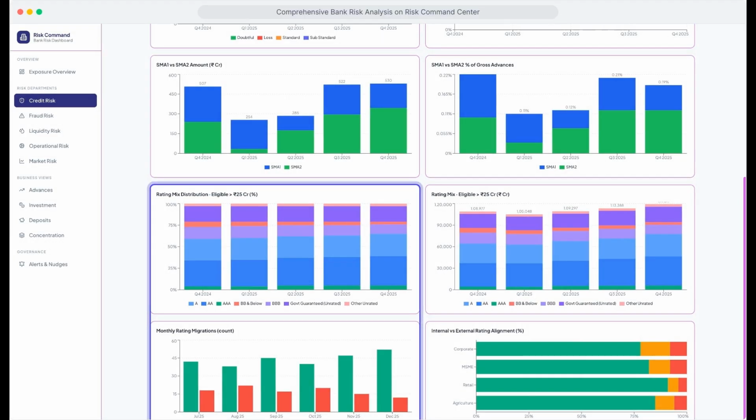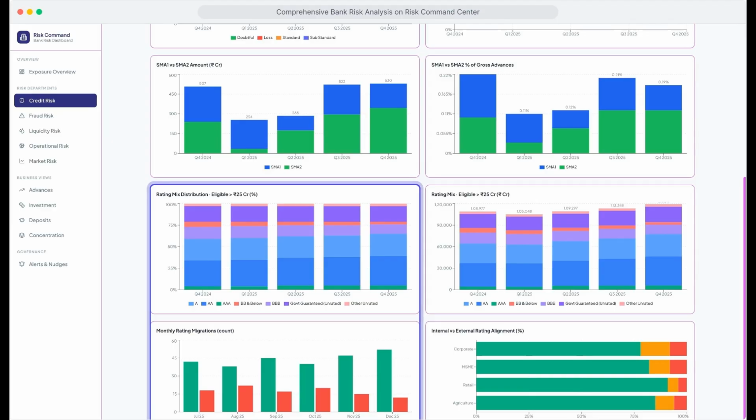The rating mix charts show how eligible exposure is distributed across rating buckets, such as AAA, AA, A, BBB, BB, and below, government guaranteed, and unrated categories. The rating migration view shows upgrades and downgrades over time. If downgrades begin increasing, or if BB and below exposure starts building up, the platform helps surface early credit deterioration at a portfolio level.